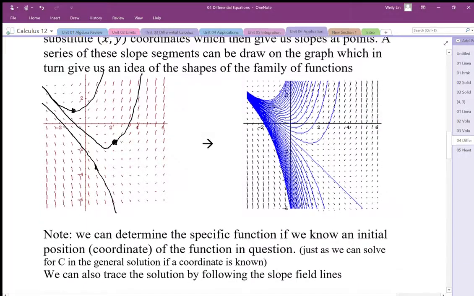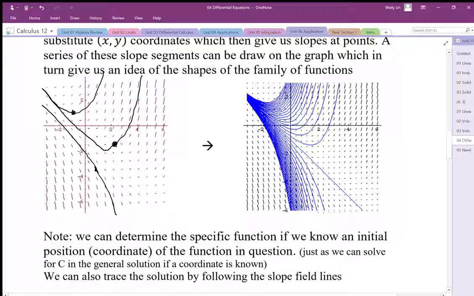So if we want to find the solution to a specific function like we did here, if we know the position and we can solve the differential equation and find the plus c, we can get the specific curve. But if we can't do that, we can at least trace out the curve based on using the slope segments. Okay, this is the idea behind slope fields.